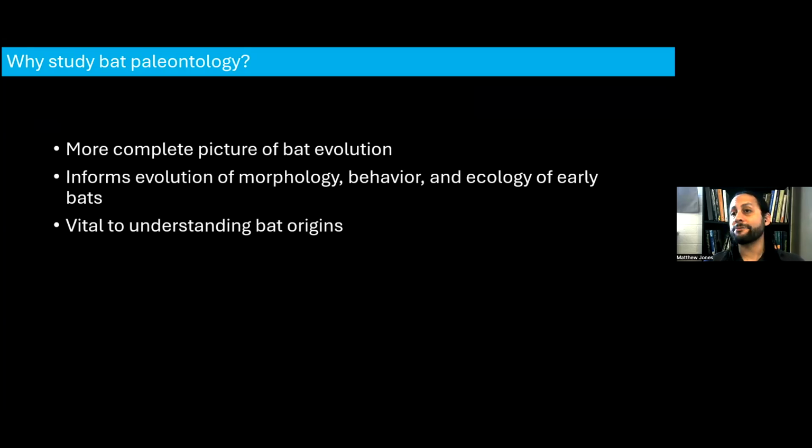Like we don't have a living transitional bat. So if we hope to see the steps that bats took to become these very specialized flying, echolocating, diverse, successful organisms, we have to look in the fossil record, because that's where we'll find that missing part of bat evolution.